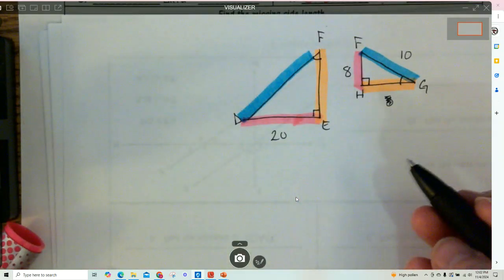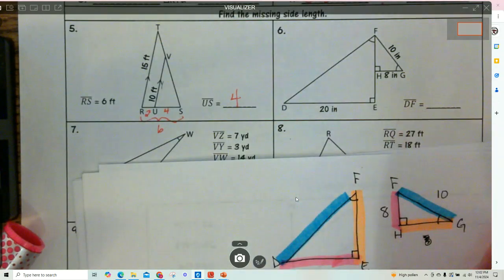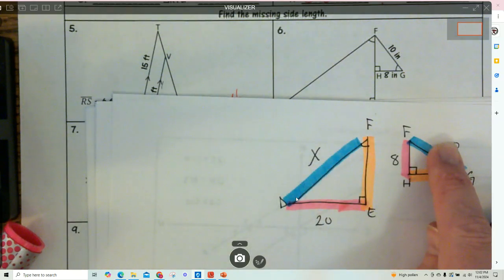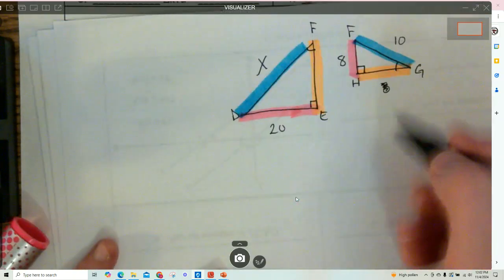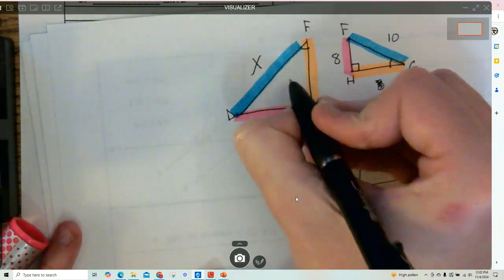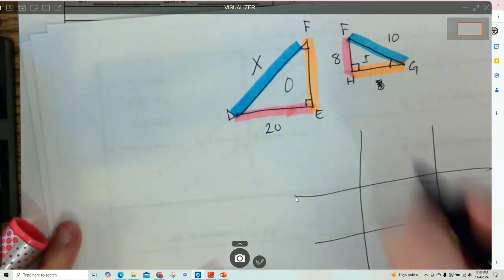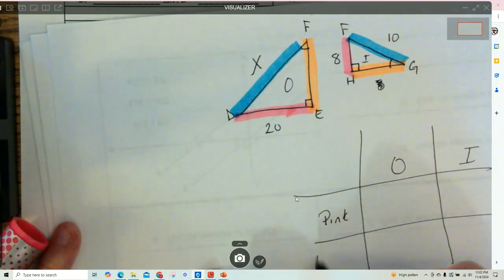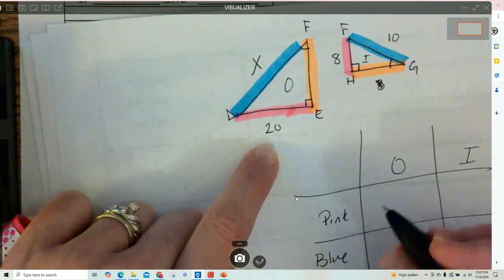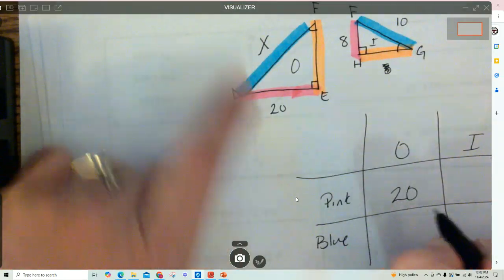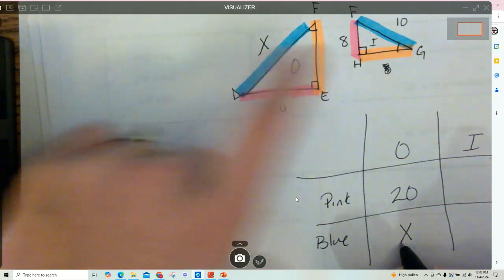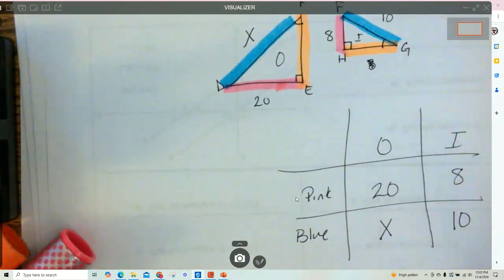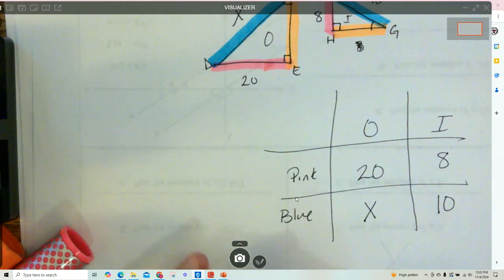All right, if we tic-tac-toe this one, if we're looking for DF, that's this one. So now we have blue and blue, pink and pink. So original triangle, image triangle, original, image. We've got a pink side and we got a blue side. So pink on the original is 20. Blue side on the original is X. Pink side on the image is 8. Blue side is 10. So it's just a matter of being able to set up that tic-tac-toe, matching the sides.